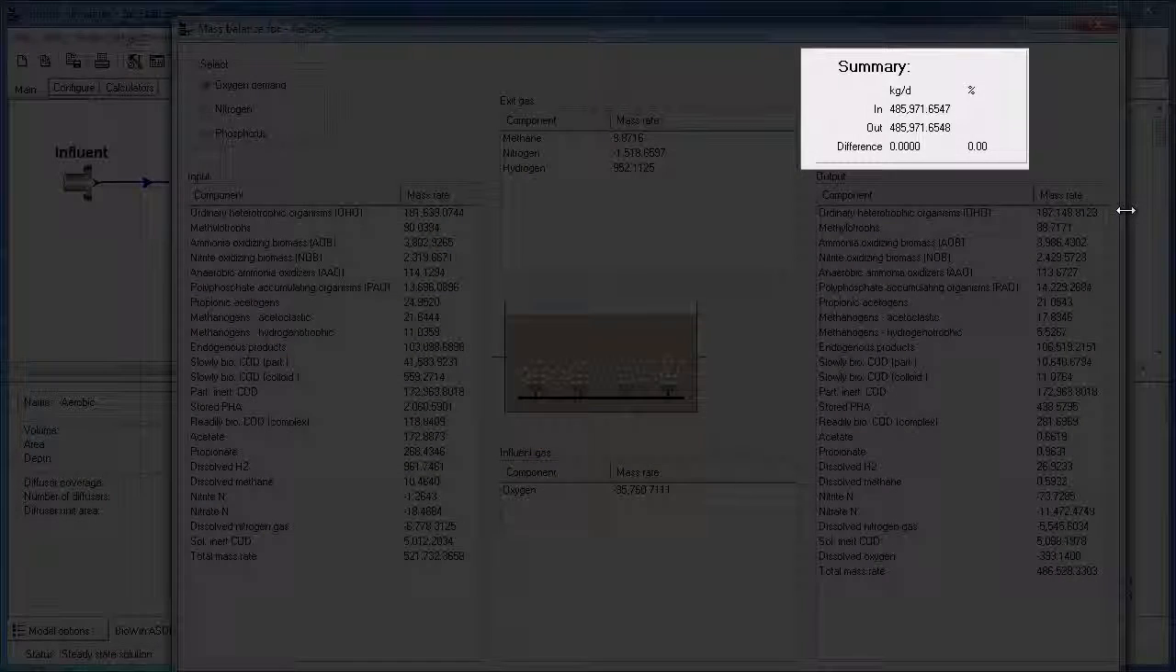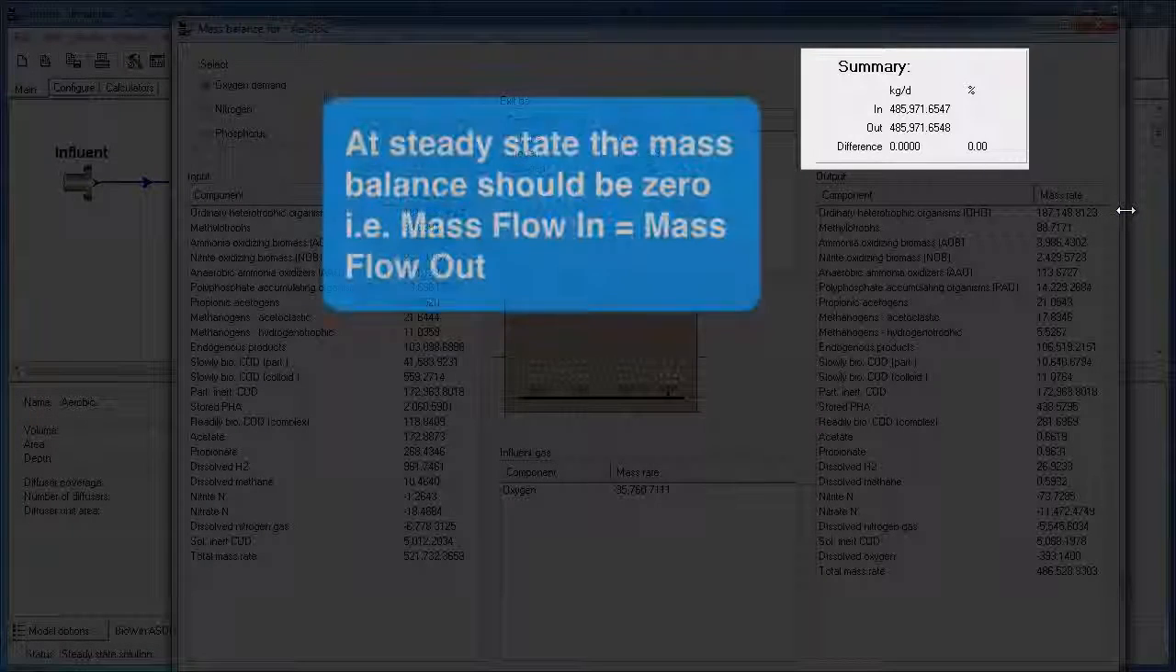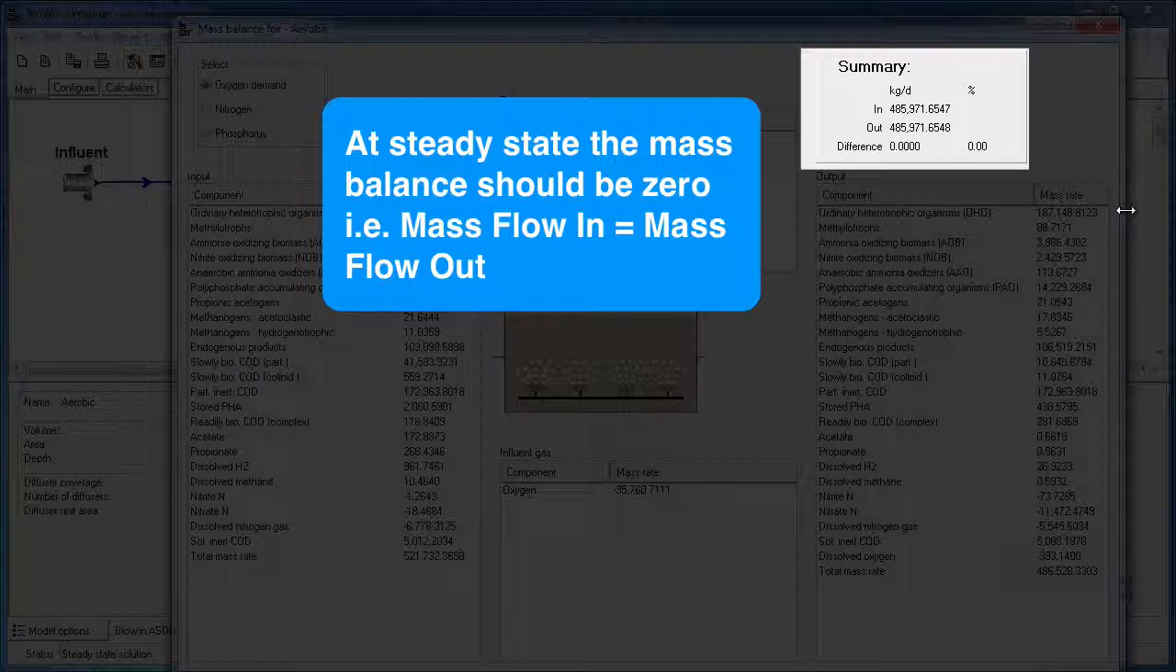In the summary group, the total mass rate of COD into and out of the element are listed along with the difference. At steady state conditions, the mass balance should be zero. That is, the amount of COD, nitrogen, or phosphorus flowing into the element should be the same as the amount flowing out.